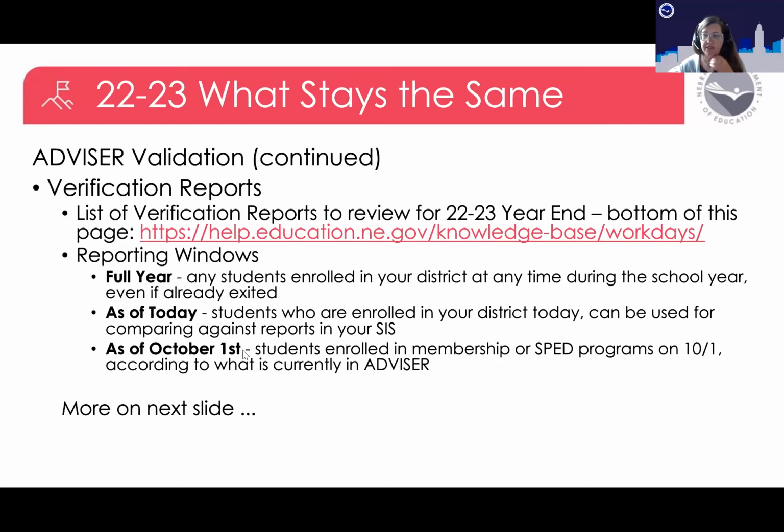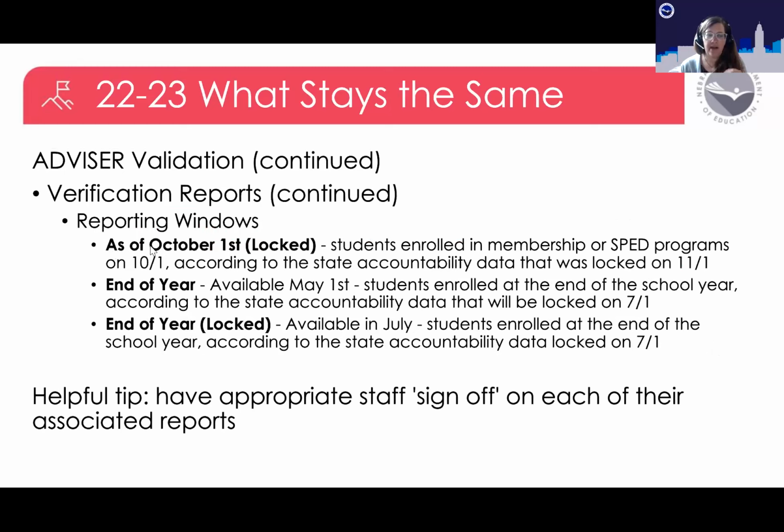As of October 1st, this has to do with a membership count date. This is live data. So let's say, and I'll go to the next slide here, the reason I say that, because we also have an as of October 1st locked window. So this is the data you submitted in the fall that talks about that October 1st membership count date. We locked it down. That's what we use for state aid, all these different reports.